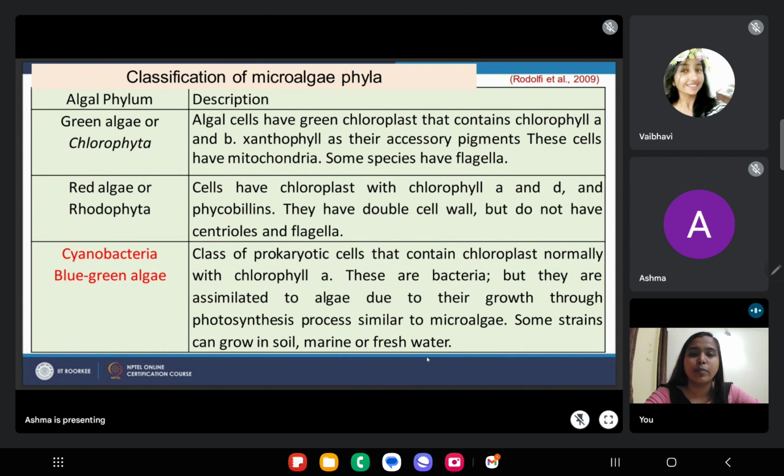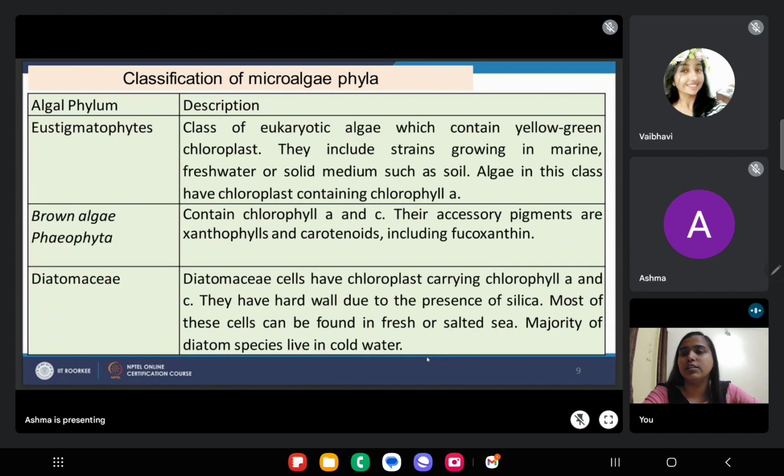So their chloroplast normally has chlorophyll A. They are bacteria, and they can work like algae due to production of their own food because photosynthesis takes place. And some strains of this bacteria can grow in soil, marine or freshwater.